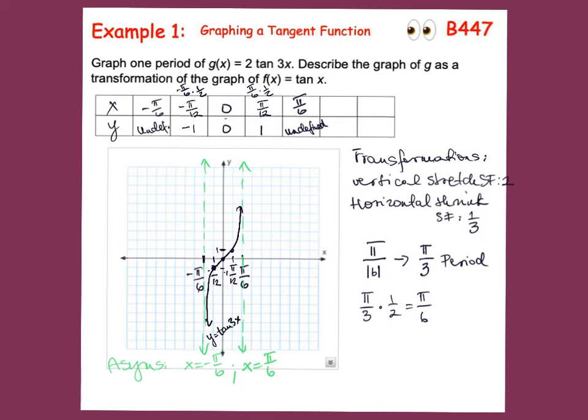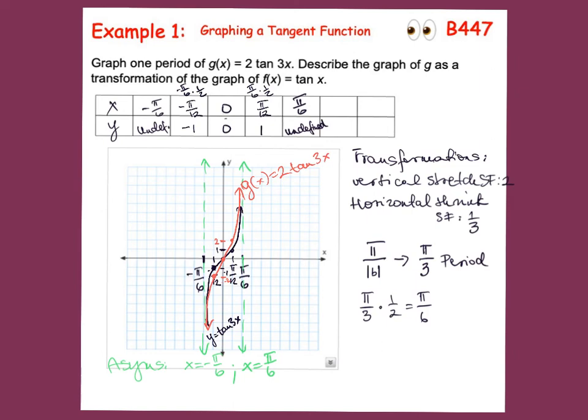Now, if I wanted to graph now my vertical stretch, so at 0, 0, I will have the same point. However, I need to stretch by a scale factor of 2. So here's our -2 value. So we are going to create our new graph, which has a vertical stretch of a scale factor of 2. So the red graph is going to be our g of x equals 2 times the tangent of 3x.